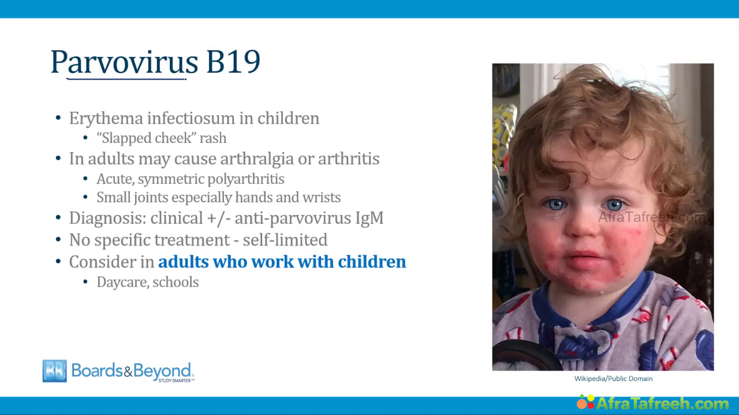Parvovirus B19 can cause arthritis, especially in adults. In children, parvovirus usually causes erythema infectiosum, which consists of a rash that looks like a slapped cheek. This is a picture of a child here on the screen with erythema infectiosum.